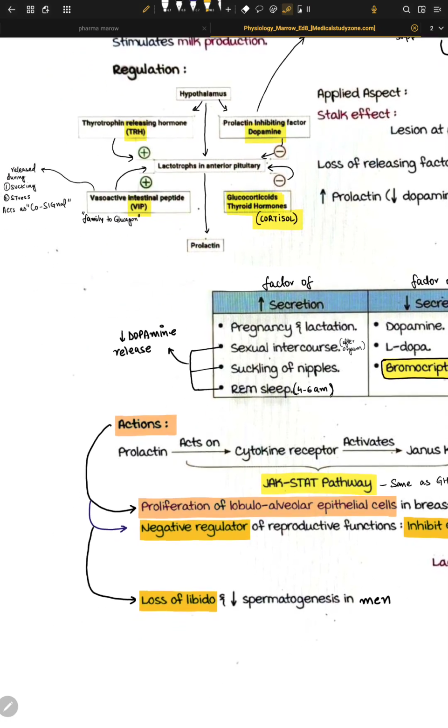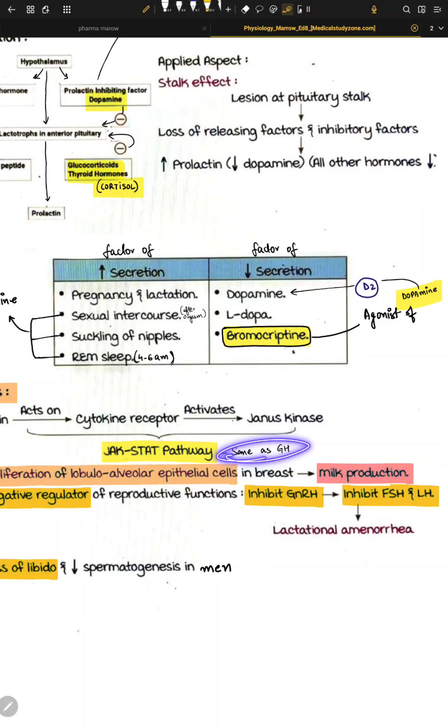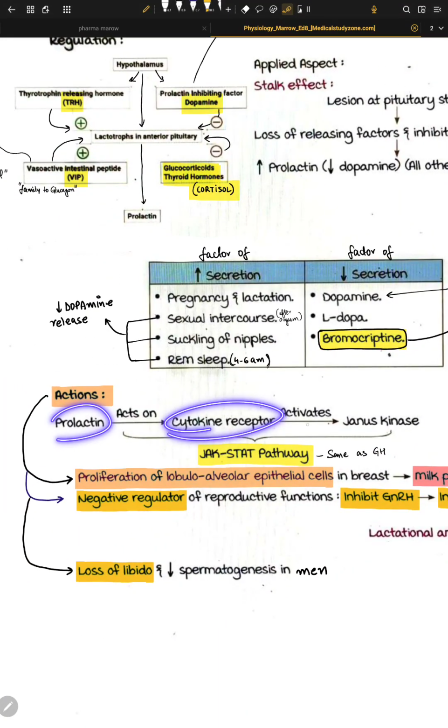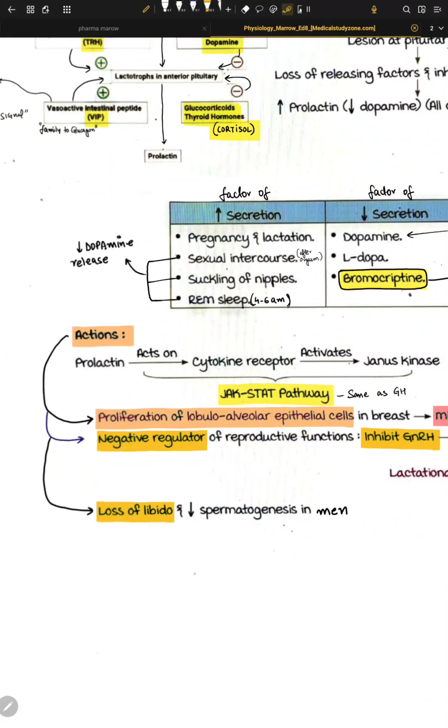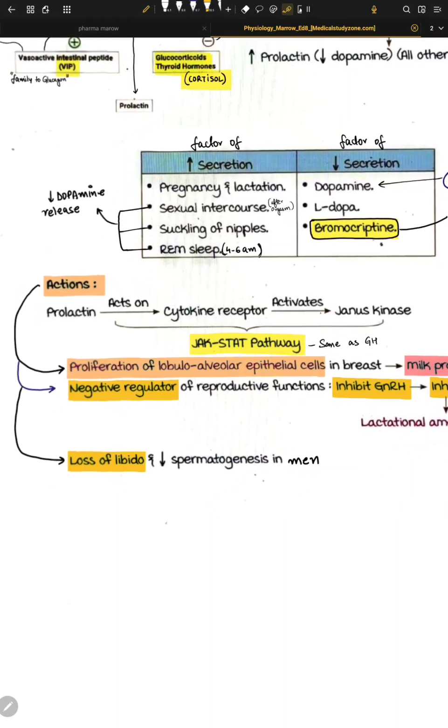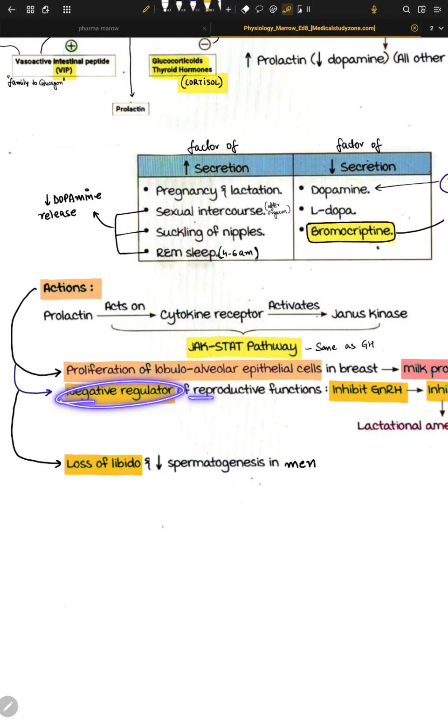So this prolactin also works via the JAK-STAT pathway, same as GH, and they act on a cytokine receptor, activate Janus kinase, and then further pathways are there, right? So proliferation of lobulo-alveolar epithelial cells in the breast, right? Milk production is done. Now, the negative regulator of reproduction.